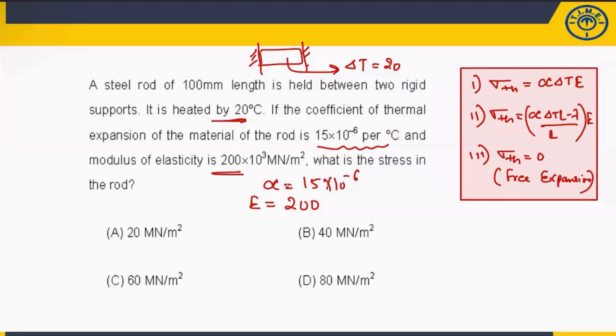Sir, option 200. Which option? C, sir. 60. Okay, very good. Option C. Let me check. So 200 megapascal.